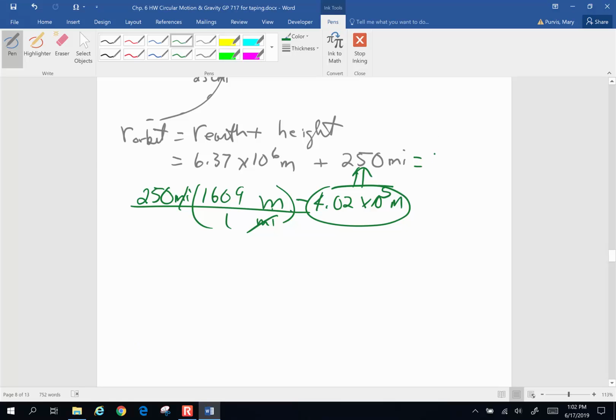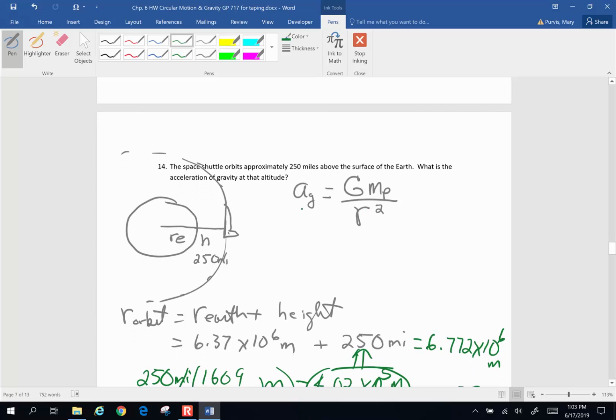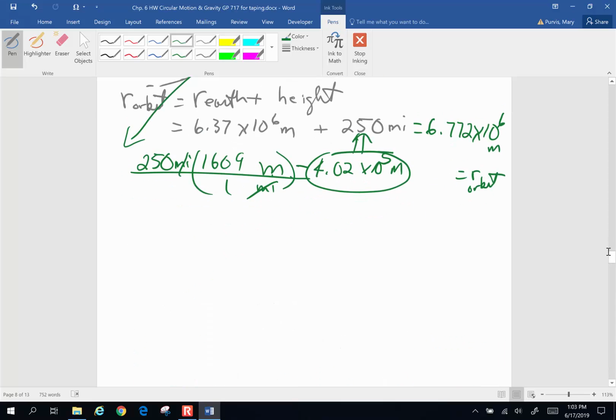So the radius of the orbit, let me get scientific notation here, 6.772 times 10 to the 6th meters is the radius of the orbit. Now that I have that, I can go back and use this lovely little equation up here and the acceleration of gravity. I'm just going to pull that down because I'm running out of space.